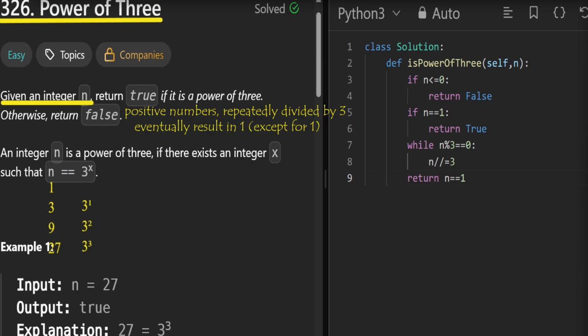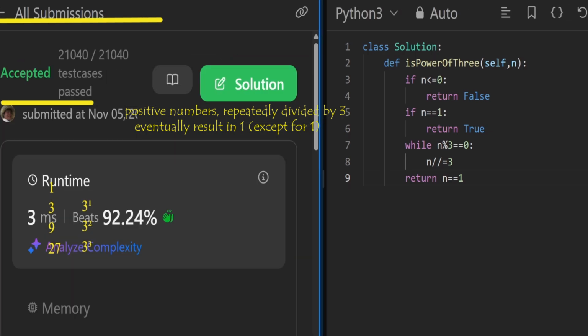Because we divide by 3 repeatedly, this algorithm runs in big O of log n time. The space complexity is constant. Big O of 1 is no extra storage used. Alright, let's go ahead and submit this version. Boom! Accepted. Fantastic. This version is simple, easy to understand, and directly follows the mathematical definition of powers of 3.